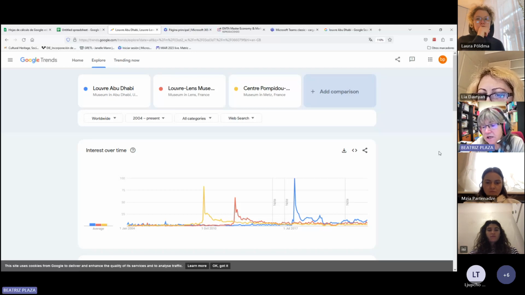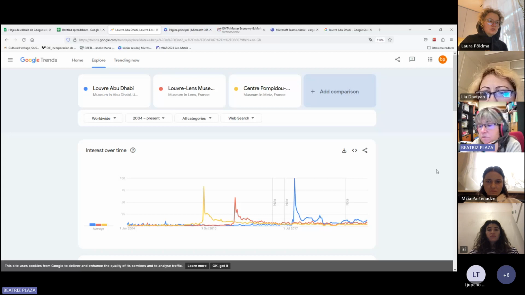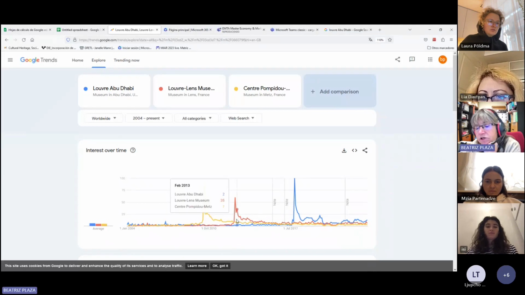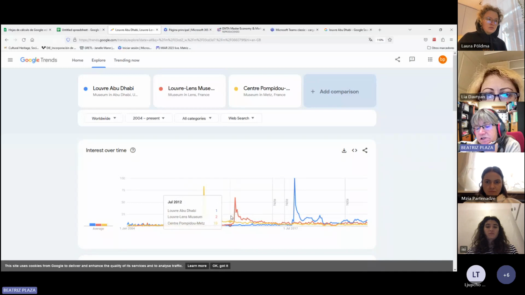Is Pompidou Metz, at the inauguration, did it do better or worse than Louvre Lens? Did better, I think. Yes, because here we have Louvre Lens.